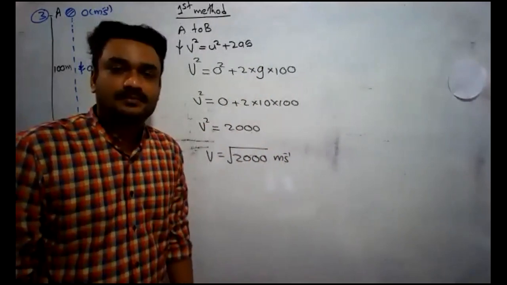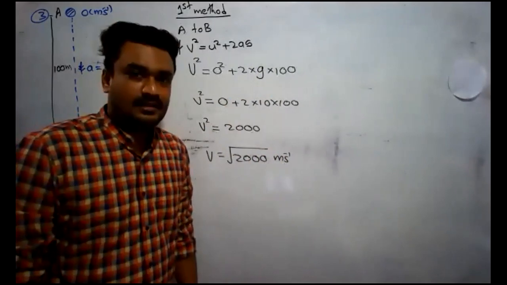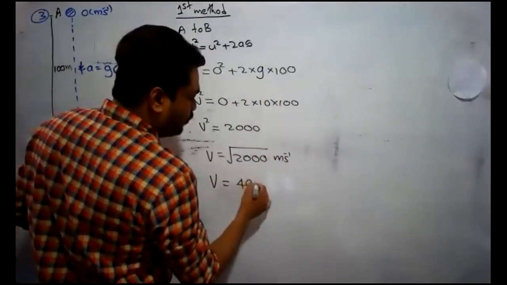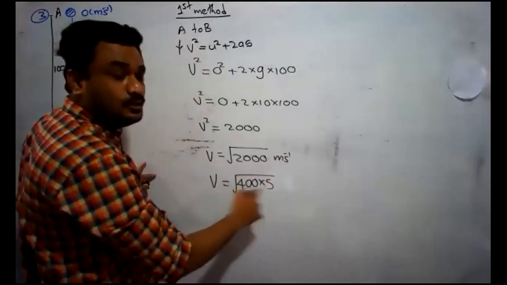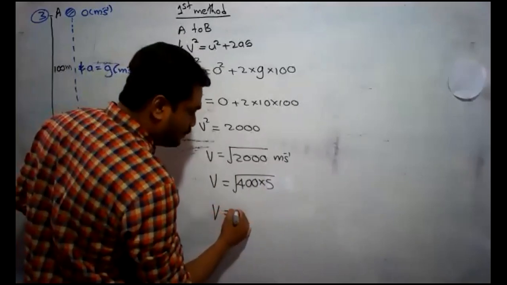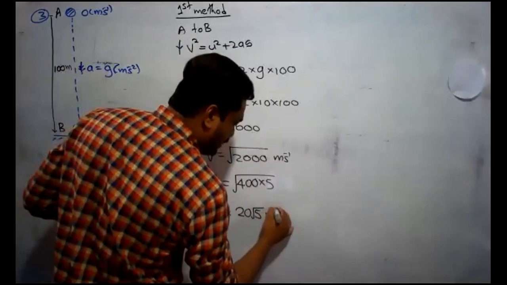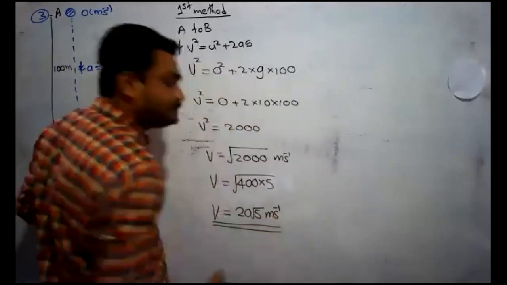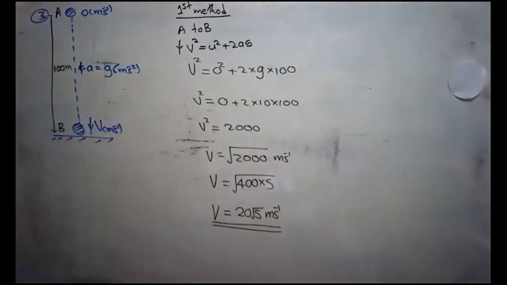Somebody please give me a method. 400 into 5. Very good. 2000 can be written as 400 times 5. Therefore, v equals the square root of 400 times 5, which is 20 root 5. 20 root 5 meter per second. So this is the first method. So what may be the second method here?